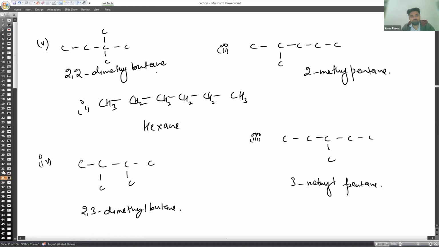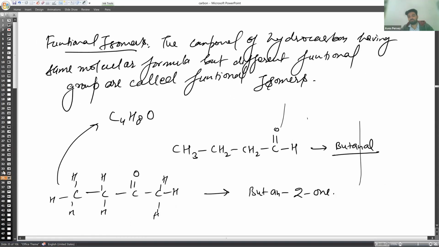Yes, sir. Now we have functional isomers. Note it down, functional isomers. The definition of functional isomers: what is actually functional isomers? Let me explain. The compounds of hydrocarbons having same molecular formula but different functional group, like we have done in the aldehyde and ketone. Like we have this, which can be written as C3H6O, and same if we have aldehyde.